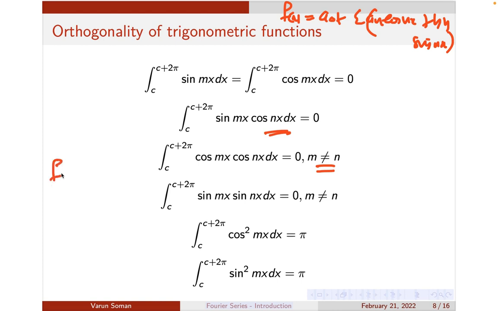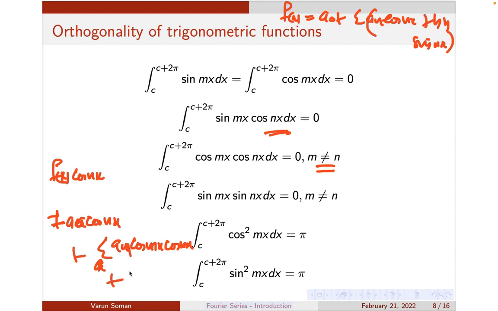So this will become f of x into cos nx is equal to a naught into cos nx plus sigma of an into cos mx into cos nx. I am using a different index so that we are not confusing it with cos nx, plus bm into sin mx into cos nx. Now if I integrate it from c to c plus 2 pi, this quantity would become 0, and these quantities will always become 0 except for m equal to n, and when m is equal to n, you will be getting the value pi. So that's the basic idea.